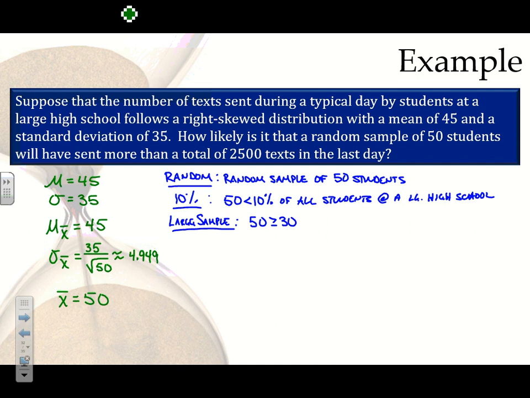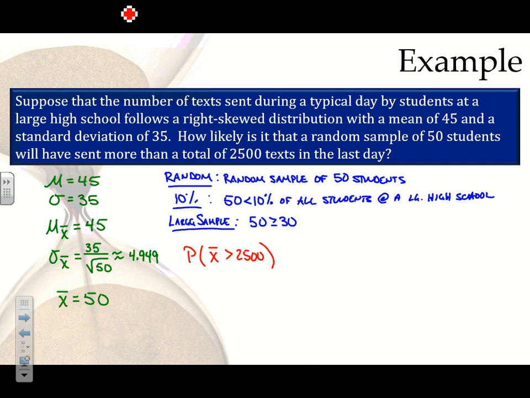So now, I'm saying how likely is it that a random sample of 50 students will have sent more than a total of 2,500 texts? So basically we're asking what's the probability that X bar is greater than 2,500.